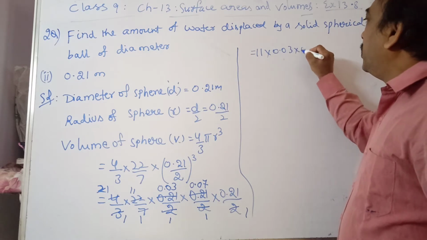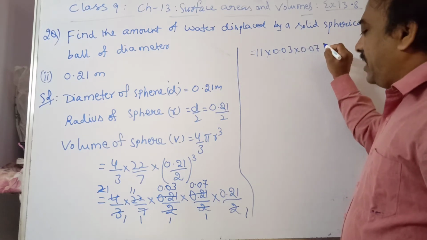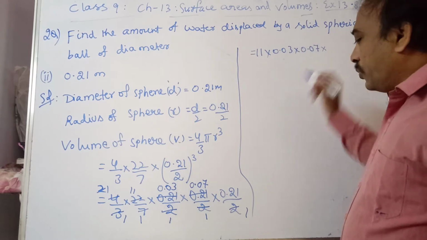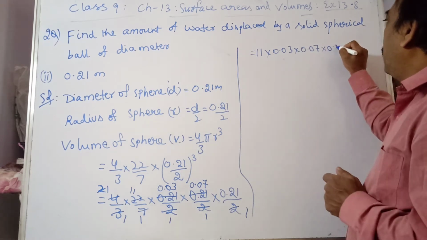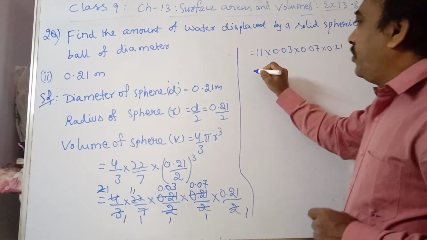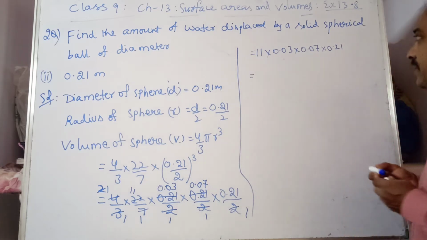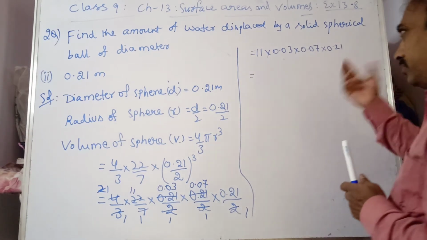into 0.07 into 0.21. Now you see, to multiply in the easiest manner.